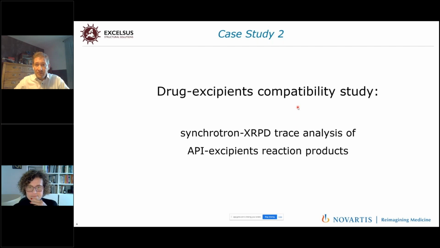So now we will be guiding you to a second case study, which nicely exemplifies another application of synchrotron powder diffraction, which is the role of trace analysis in the context of API, active pharmaceutical ingredient, and excipient reaction.